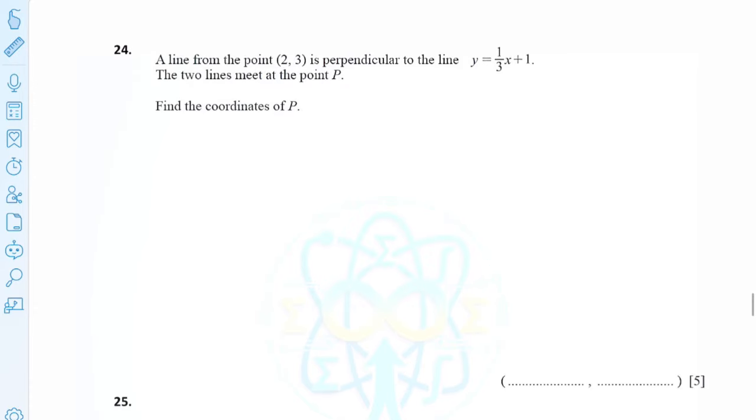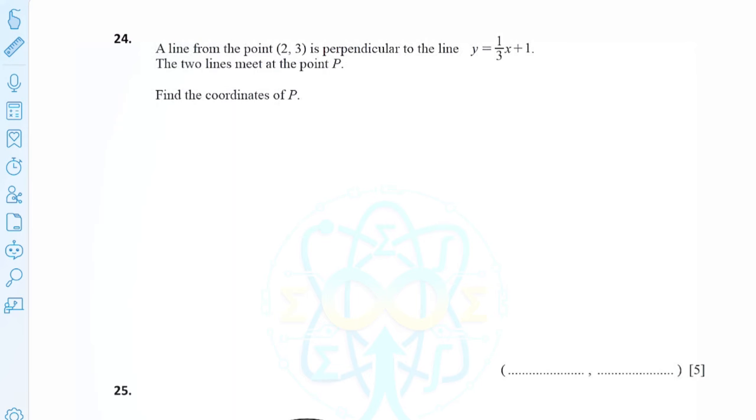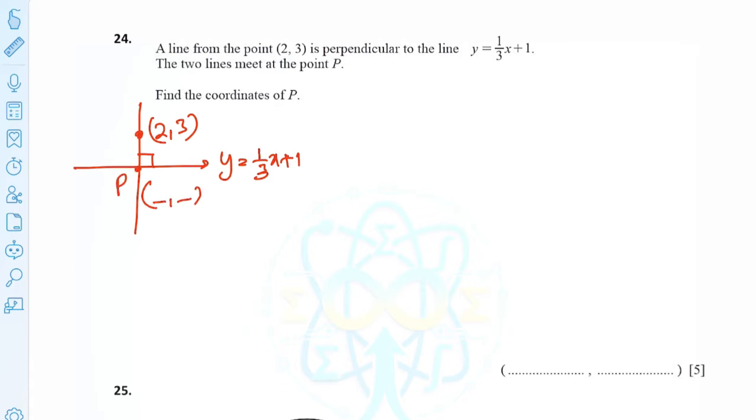Now question number 24. There is one line given, which is y equals 1 over 3x plus 1. There is one more line which is perpendicular to this, 90 degrees, and passing through the point (2, 3). The question is: find the coordinates of P, the point of intersection.